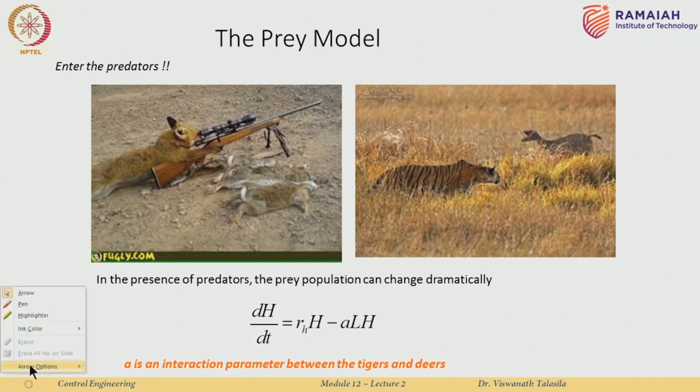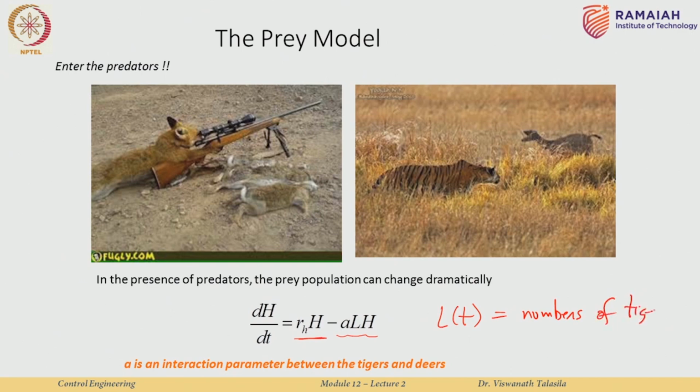Now, in the presence of predators, you see that this growth rate of the deers is now compensated by an interaction parameter between the deers and the tigers, where L of t is the number of tigers in the jungle. H of t, of course, as we saw before, was the number of deers, and the parameter A is the interaction parameter between the tigers and the deers.